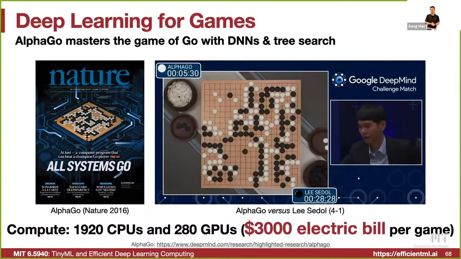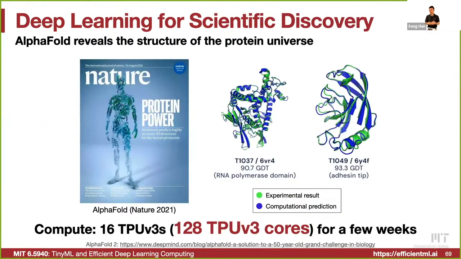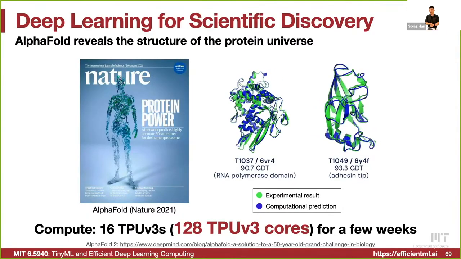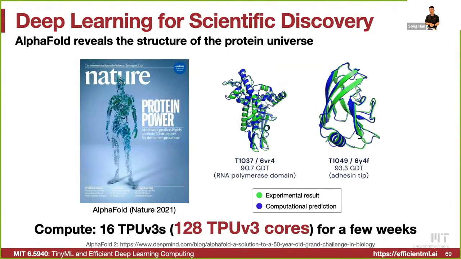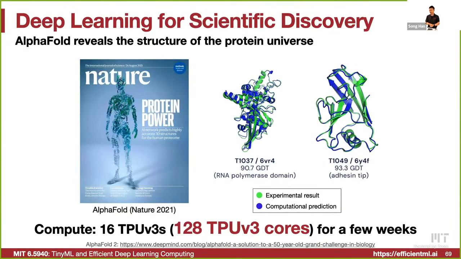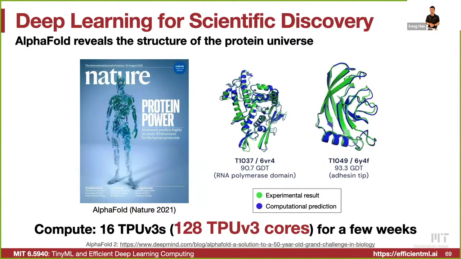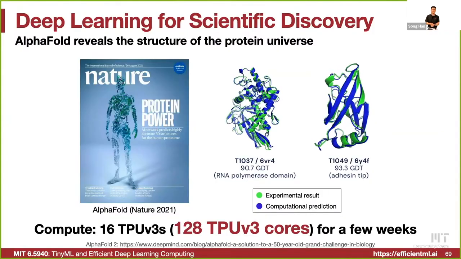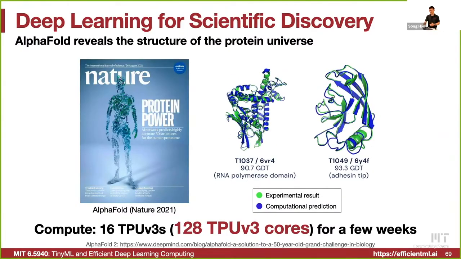Similarly, deep learning for games: AlphaGo beating Lee Sedol takes 1,920 CPUs and 280 GPUs, a $3,000 electric bill per game. That's super expensive. Or AlphaFold requires 16 TPU v3s, which is 128 TPU v3 cores, trained for a few weeks. So all these amazing capabilities come at a high cost.